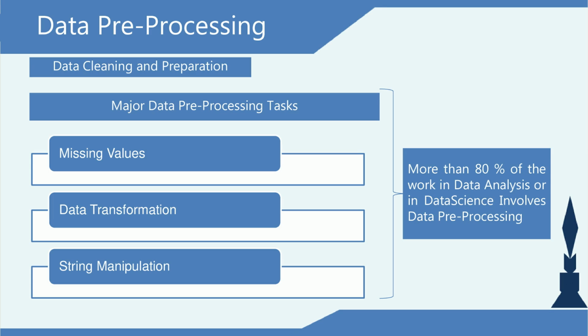As per the research on data analysis and data science, it is found that a significant amount of time is spent on data preparation: loading, cleaning, transforming, and rearranging. Such tasks are often reported to take up to 80% or more of an analyst's time. The major types of data preprocessing are handling the missing values, data transformation, and string manipulation.